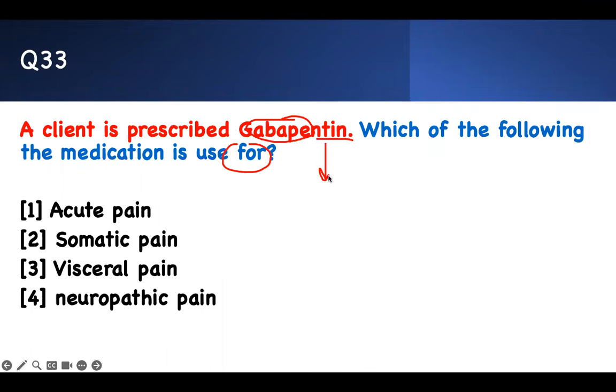Gabapentin is for nerve pain. It has a central and peripheral effect. So what is it used for? Nerve pain, not for acute pain. Usually you need something like morphine, a short-acting medication. Somatic pain is not for that. Visceral is not for that. It's mostly neuropathic. So neuropathic, that's what you use it for.